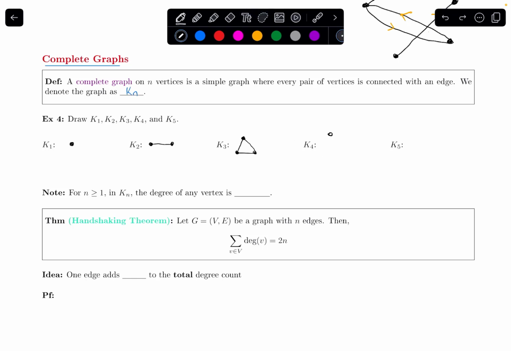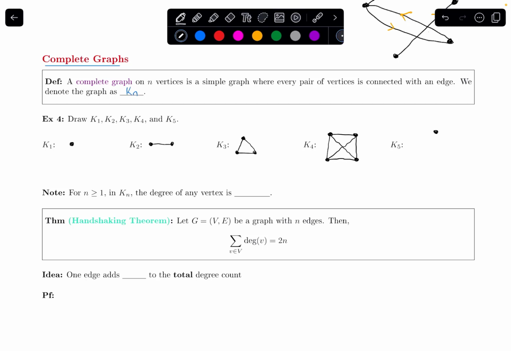K4 has four vertices, and then I connect all of them with edges. So let's connect this one to the other three. Let's connect this one now to the others. Now there's one pair left to connect, and we got it. That's K4. Remember that when two edges cross like this, that does not mean that there's another vertex there. There's only a vertex there if it's drawn in. So it's totally fine for two edges like that to cross each other and not actually have a vertex there.